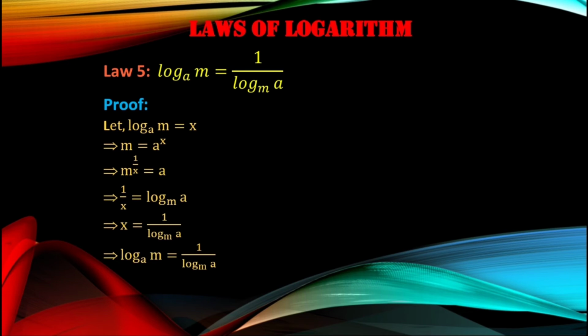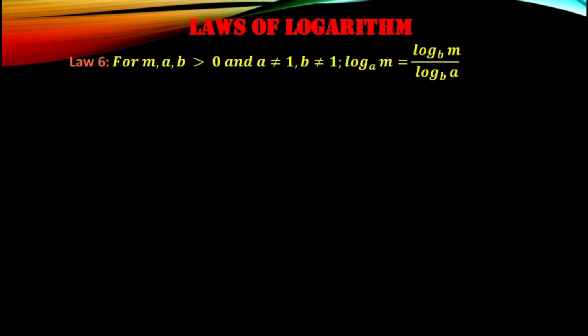Let's move on to our next law, law number 6. Law number 6 states that for 3 variables m, a and b greater than 0, and a is not equal to 1 and b is not equal to 1, log of m to the base of a equals log of m to the base of b divided by log of a to the base of b. This is known as the law of the change of bases.